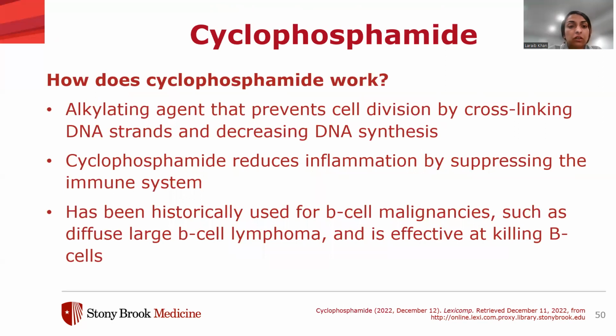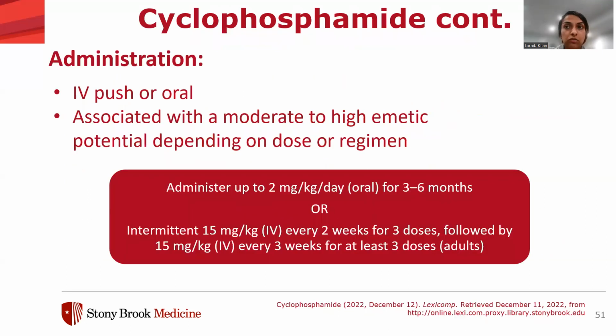So how does cyclophosphamide work? It's an alkylating agent that prevents cell division, and it decreases DNA synthesis by cross-linking DNA strands. Cyclophosphamide reduces inflammation by suppressing the immune system. And just to know, cyclophosphamide is very commonly used in DLBCL, and it's effective at killing B cells. In terms of administration, cyclophosphamide is given IV pulse. I meant to write IV pulse or oral.